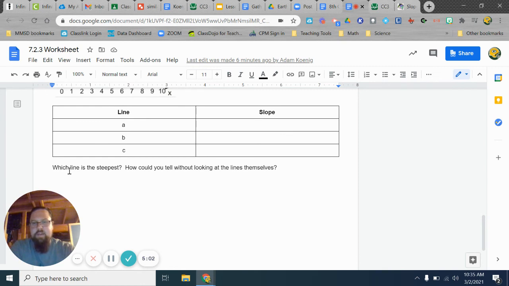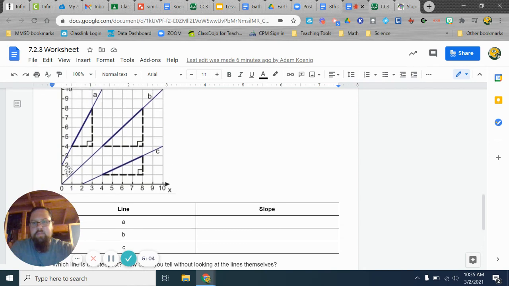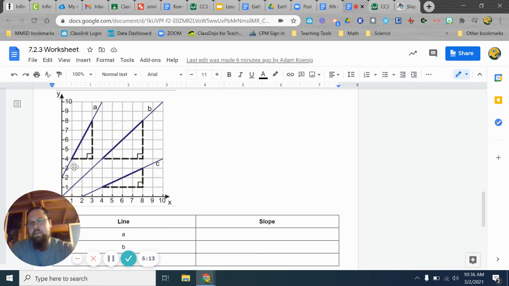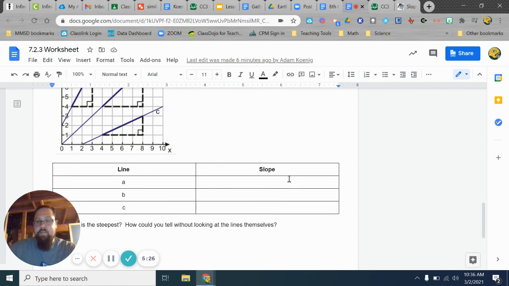And how could you tell without looking at the lines themselves? So just if you were given the slopes, how could you tell which line is the steepest? Like right here, I can look up here and be like, okay, A is the steepest. I see that. At least I think, right? So just given the slopes, you're not given that picture. How would you determine which line is the steepest?